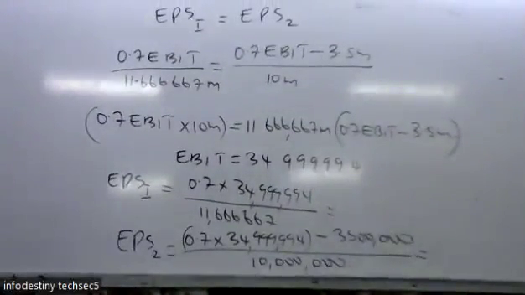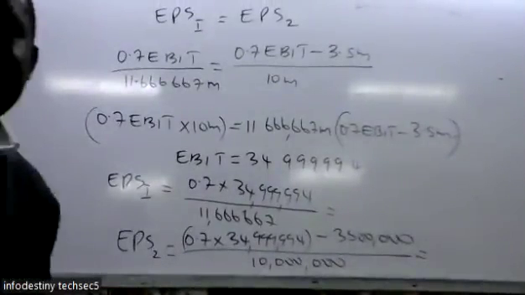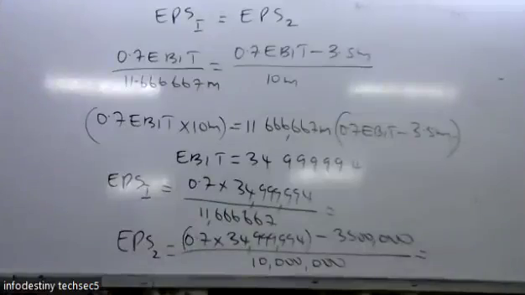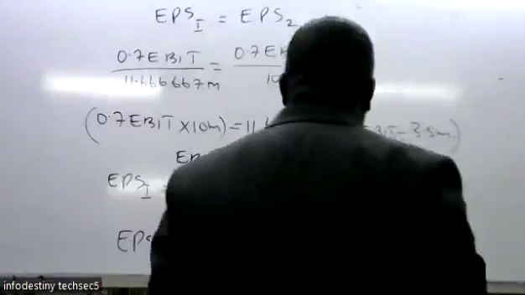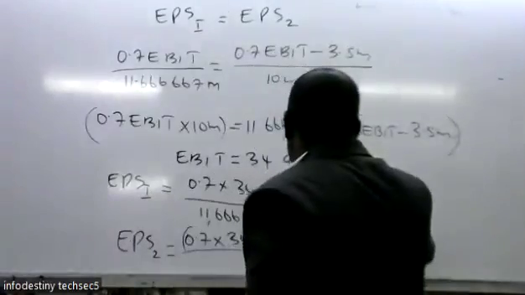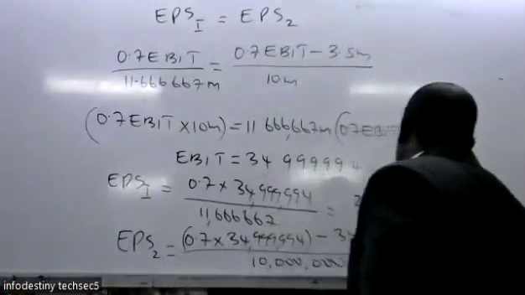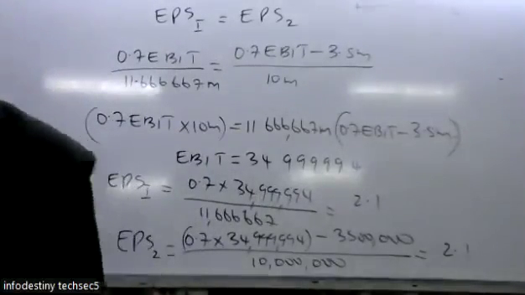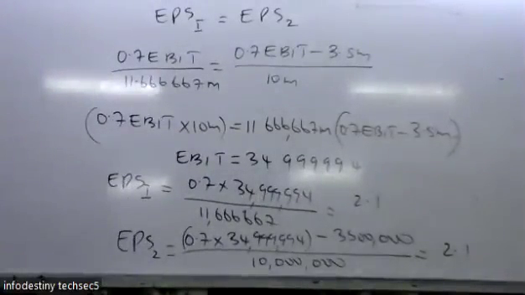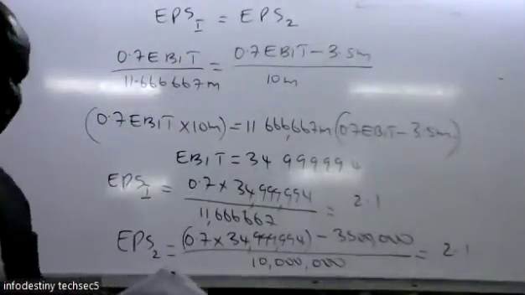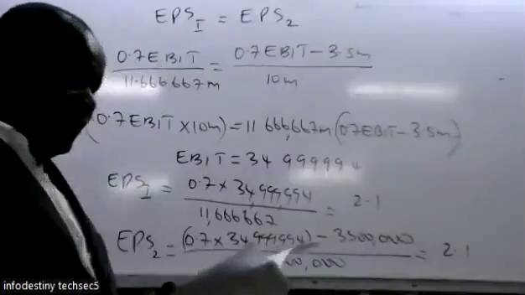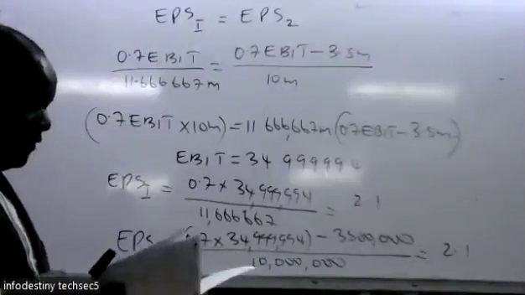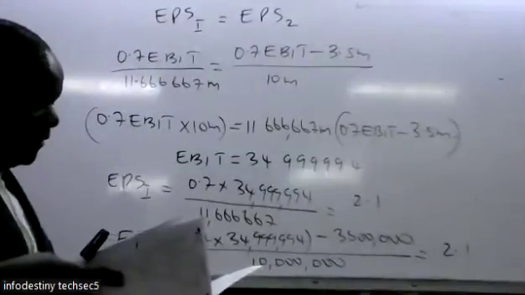So confirm whether the two are giving us this. You get 2.1. So if it is 2.1, then it is correct. At the point of indifference, earning per share for the two options will be the same, and also earnings before interest and tax for the two options must be the same.